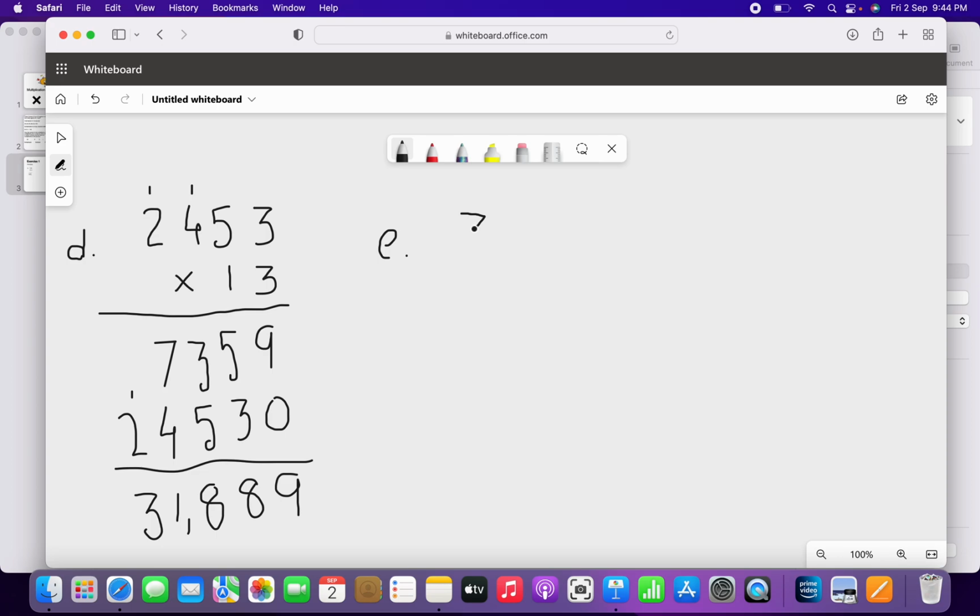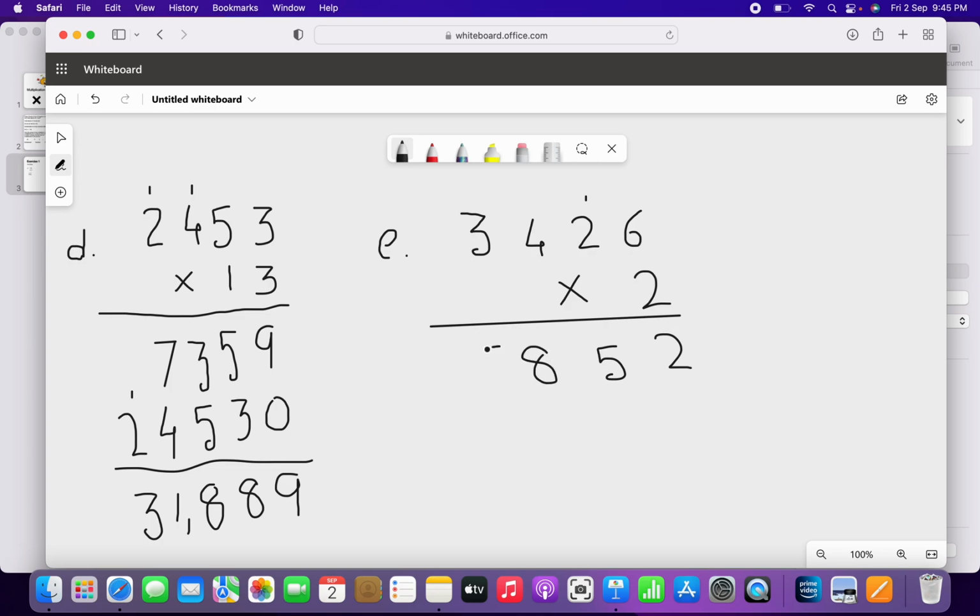Now let's do E. 3456 into 2. Very simple one. 3426 multiplied by 2. Yeah, very simple. Easily done. 2 times 6 are 12. 2 times 2 is 4. 4 plus 1 carryover is 5. 2 times 4 are 8. 2 times 3 is 6.